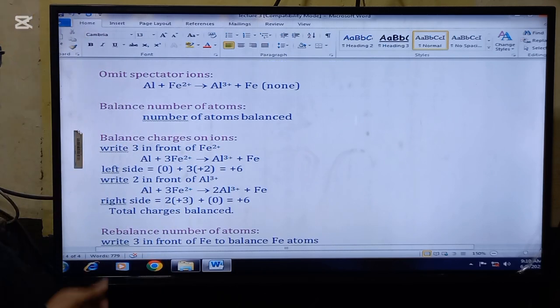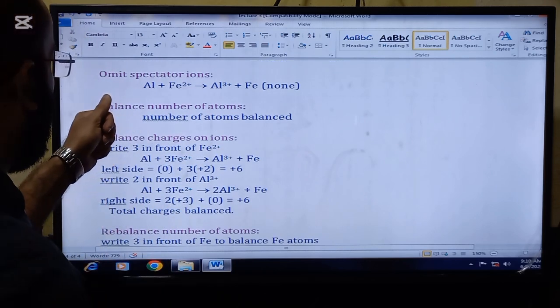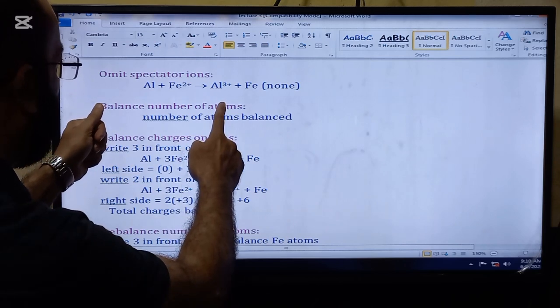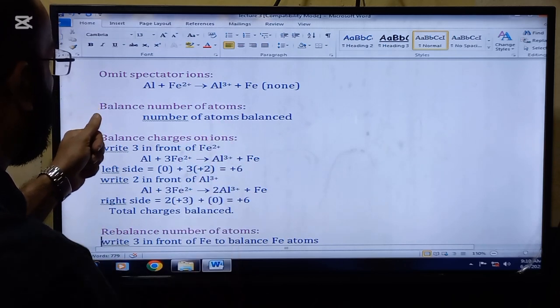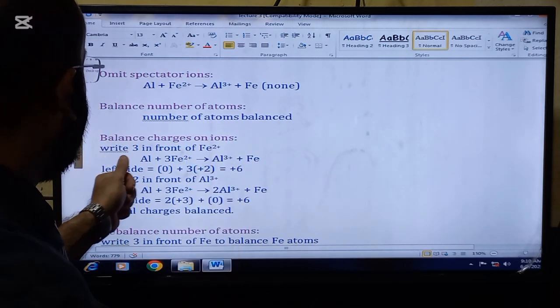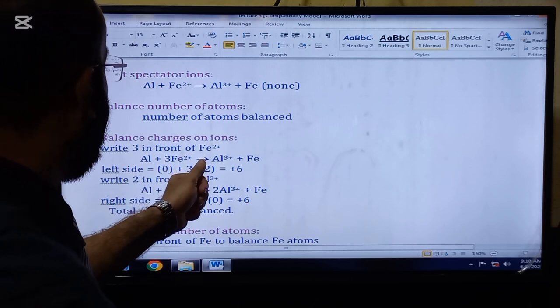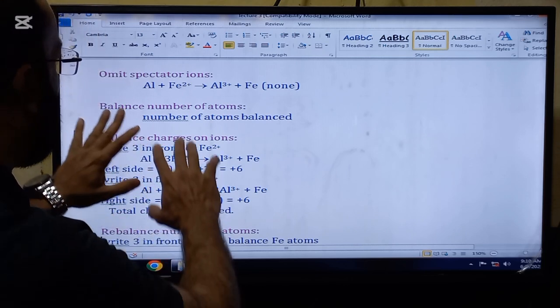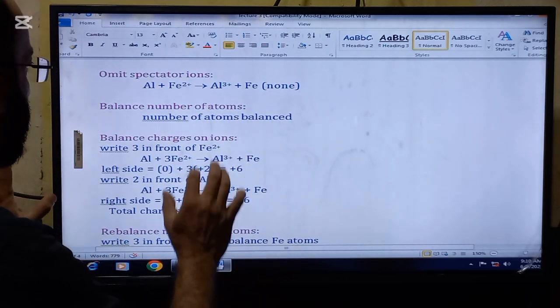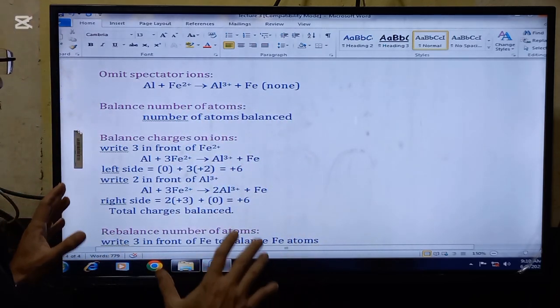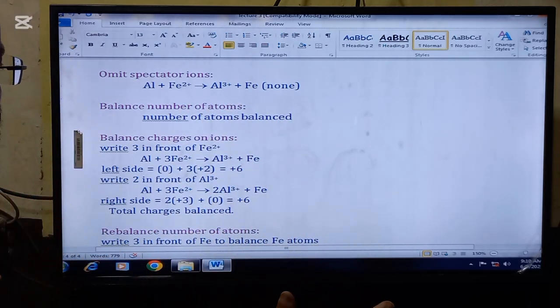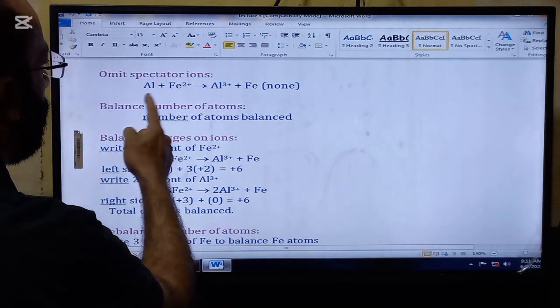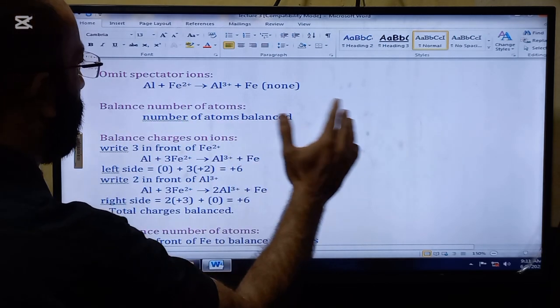So look now, there is 1 Al on the left hand side, there is 1 Al on the right hand side as well. Okay, write 3 in front of the Fe. So here is 3. So actually the number of atoms are balanced. So now we are going to balance the number of the charges on the ions on both sides, because there are 2 plus charge on the left hand side and 3 plus on the right hand side.